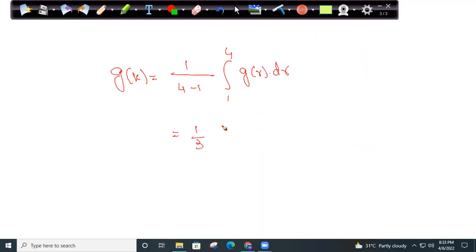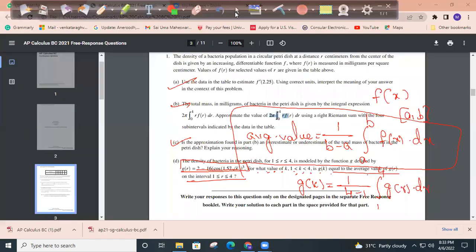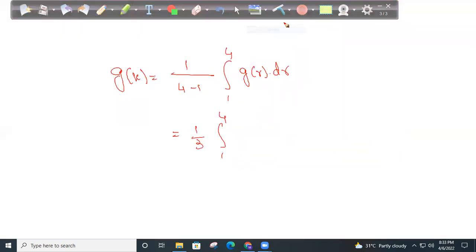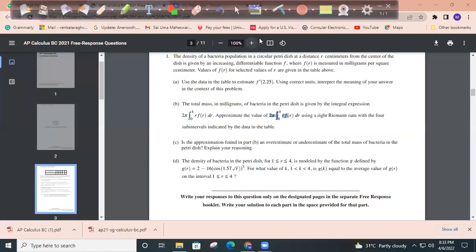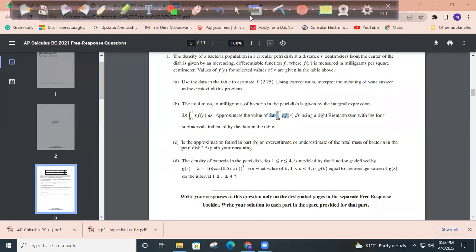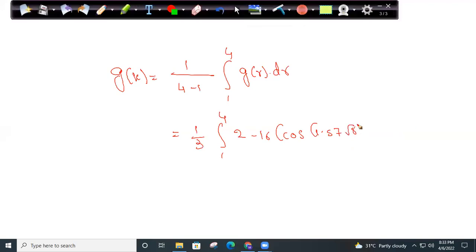But they clearly gave us g of r as 2 minus 16 into cos of (1.57 root r) whole cube. It's a complicated function. You cannot do it without a calculator here. So 2 minus 16 into cos of (1.57 root r) whole cube, into dr. If you have a calculator, if you substitute this in the calculator, you'll get the answer in seconds.